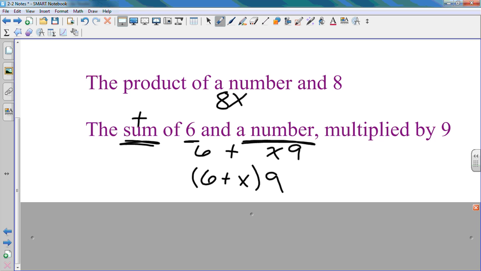Bottom one, why? It's the sum of 6 first, and then it's multiplied. If I would take away one thing, it would be the top one. But because there's one thing there, it's the bottom one. You were paying attention to what I said. I said comma when I read the problem. If I say the sum of 6 and a number and take away the comma, multiplied by 9, then it's the top one. But because of that comma, it's the bottom one.